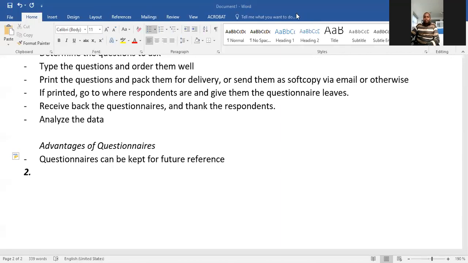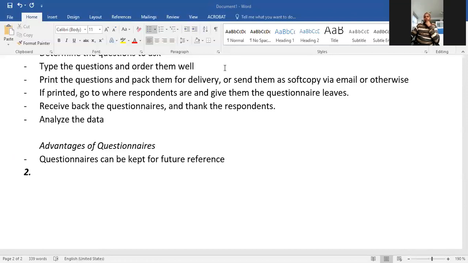Someone else? So Komara says the questionnaires can be kept for future reference. Musili says it is precise, thus focus on one subject. It's an easy way to get answers. Basically, all kinds of data collection methods should focus on one subject. So I would not say that's an advantage, that's a requirement. It's not really an advantage, it's a requirement.